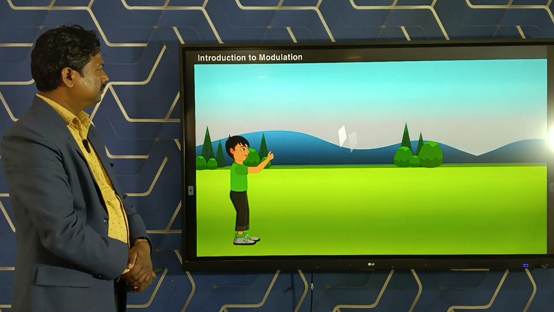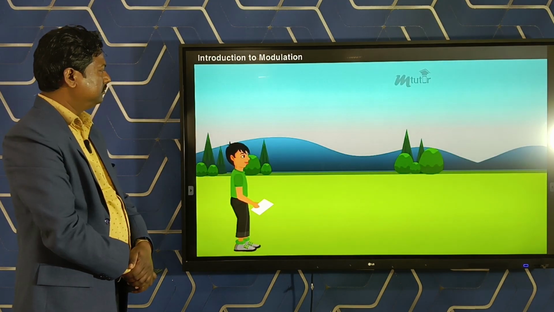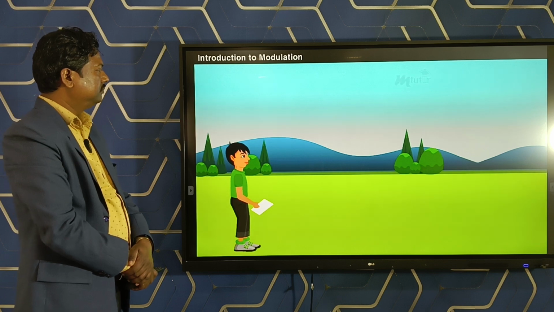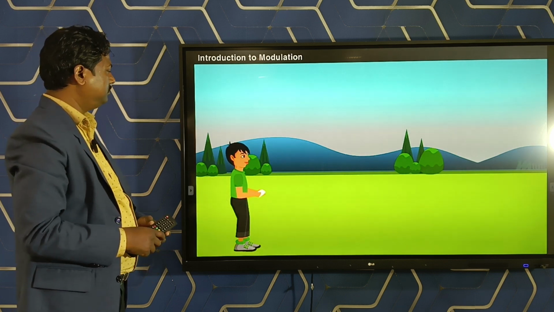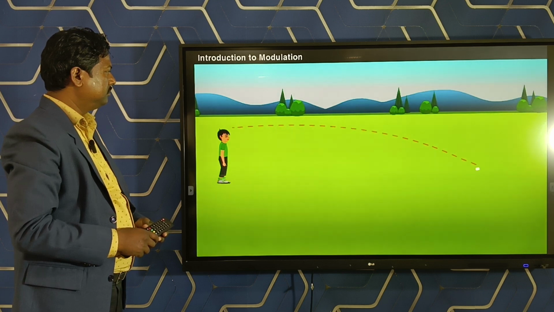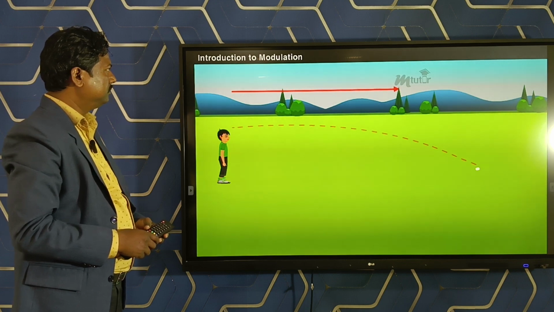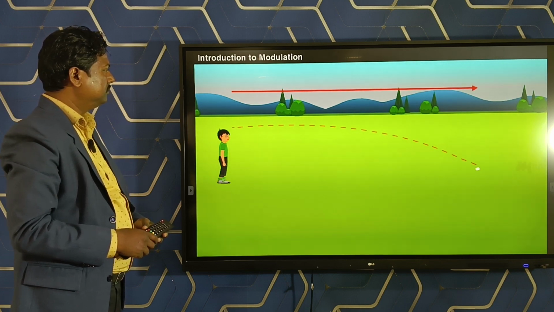Do you think that you can throw a piece of paper hundreds of meters? It is impossible because the paper is of less weight. At the same time, if you enclose a stone inside the paper, it can reach a longer distance when it is thrown. This is because of the stone's weight. The stone carries the paper along with it.